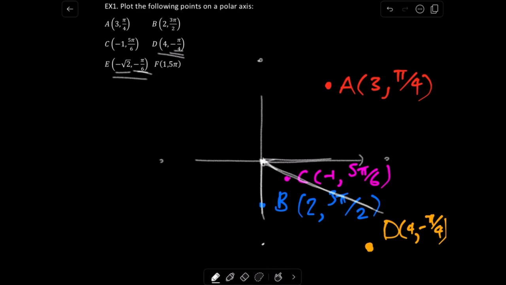Let's plot positive root 2. Let's plot it in red. It would be somewhere here. But it's not a positive root 2. So what we have to do, because it's a negative root 2, is extend this line and then basically just mirror this point along this entire line. So it would become somewhere here, and that would be the point E. That would be negative root 2 and minus pi over 6. There we go.